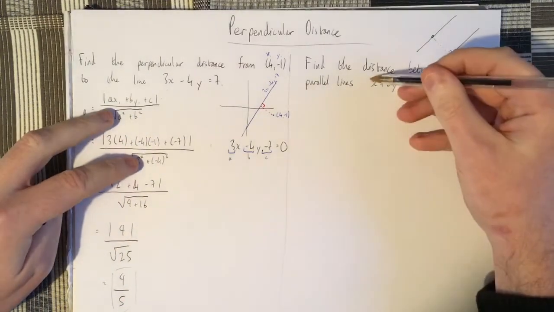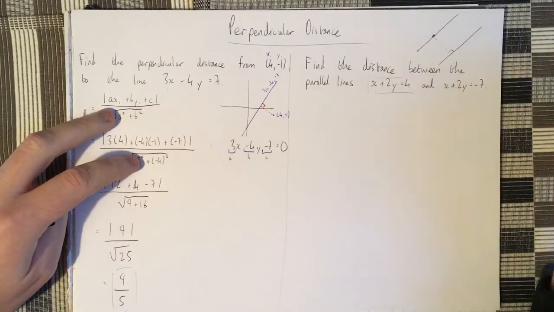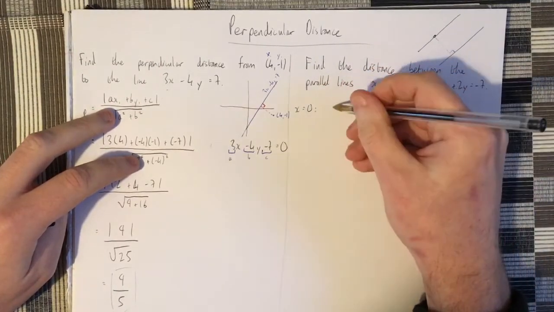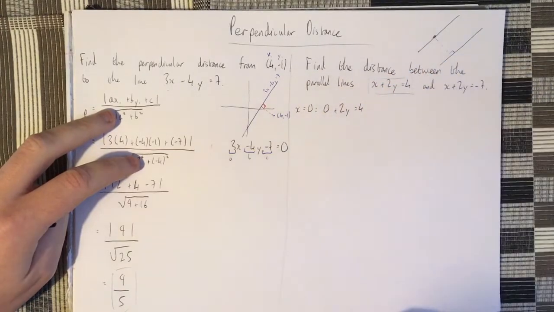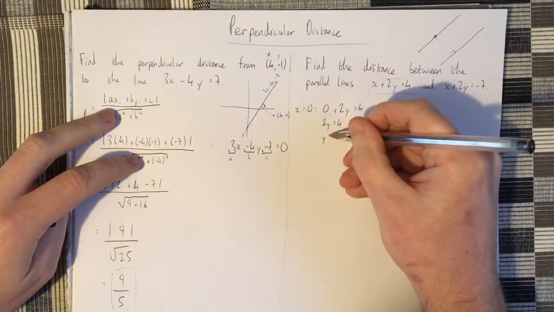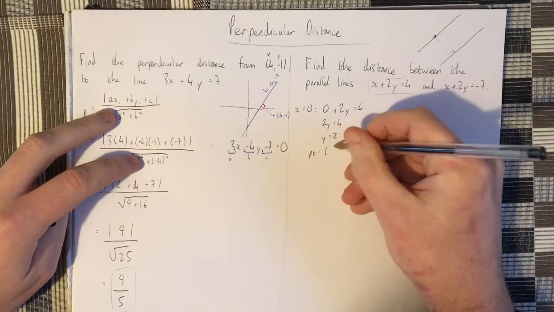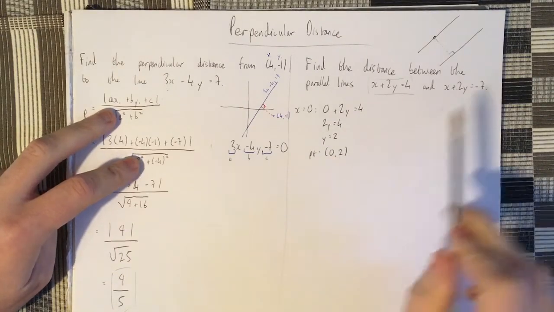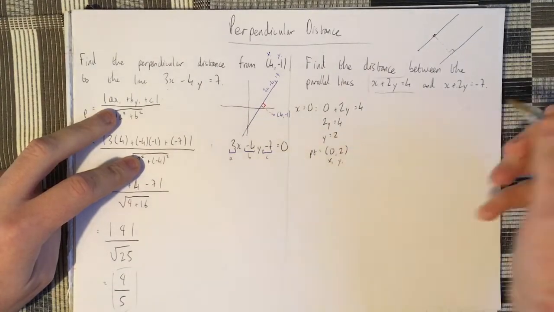So if I pick this one here to get the point on, and I will sub 0 in for x. So when x is equal to 0, then I've got 0 plus 2y equals 4. So 2y equals 4. So y is equal to 2. So my point on that line is 0, 2. All right, so this is the point I'll use. So then the other line I'll use was this one. So this is going to be my x1, y1.